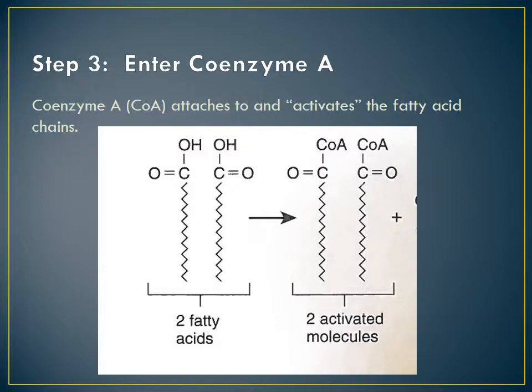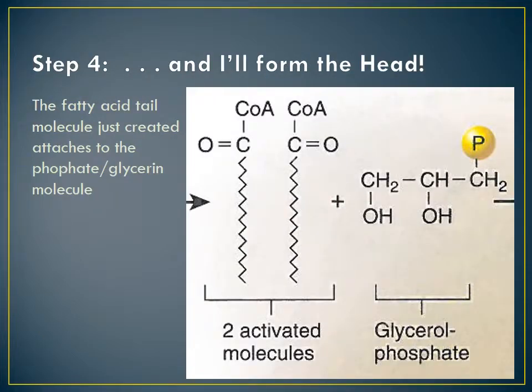I'll come back, and then somebody in the first two or three rows will answer where we've seen coenzyme A before. The answer is right here. Coenzyme A is helpful in building phospholipids. So you've got these two fatty acid tails, you're going to stick them onto a phosphate molecule, a phosphate glycerin molecule.